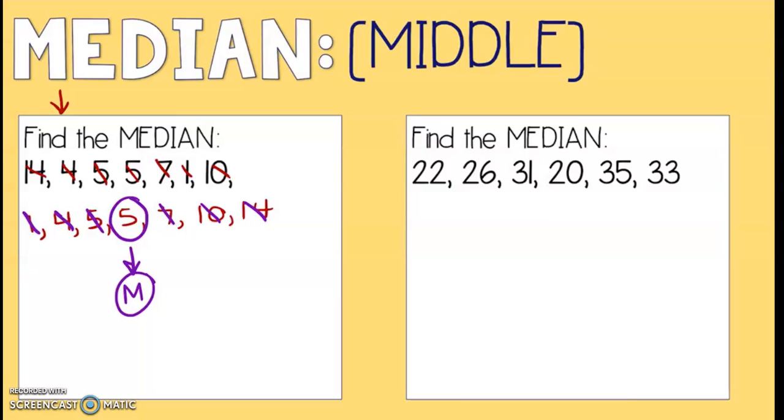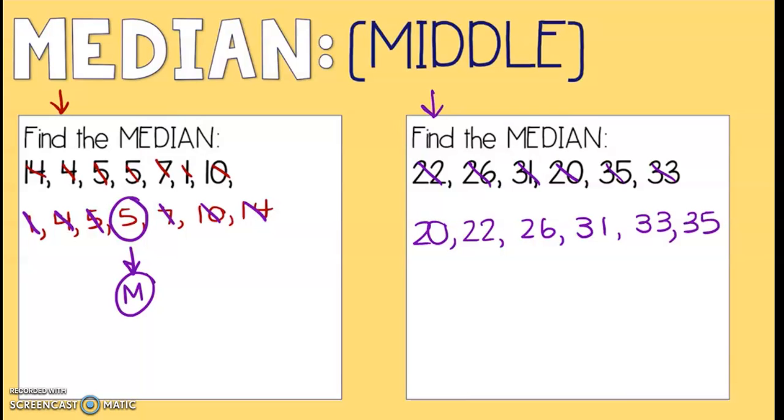Okay, let's try it again. Let's do another one, example number 2. Find the median. The first thing that we have to do is order them from least to greatest. Again, I just mark mine off as I go so I know I got them all. So I have a 20, a 22, a 26, a 31, a 33, and a 35.